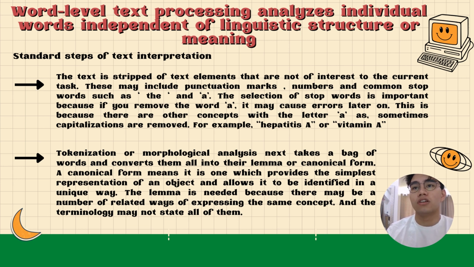Next, tokenization or morphological analysis. Next takes a bag of words and converts them all into their lemma or canonical form. A canonical form means it is one which provides the simplest representation of the object and allows it to be identified in a unique way. The lemma is needed because there may be a number of related ways of expressing the same concept, and the terminology may not state them all.